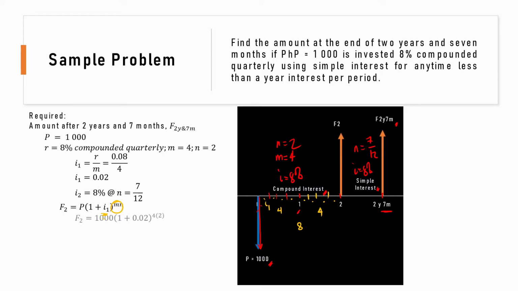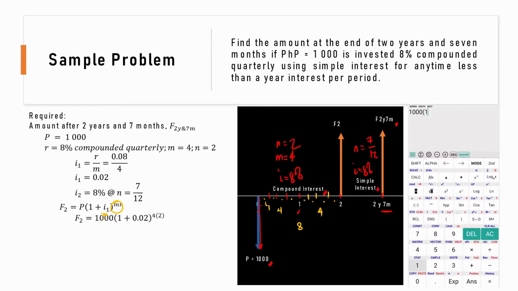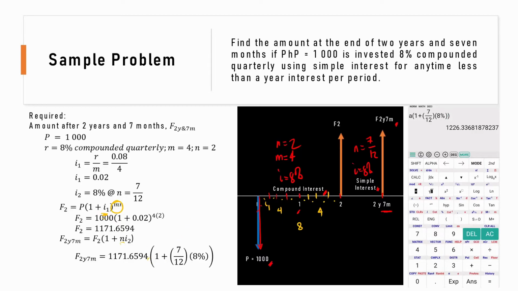So F sub 2 is equal to 1,000 multiplied by (1 + 0.02) raised to 4 times 2. So therefore, F sub 2 is equal to 1171.6594. And then yung F sub 2Y7M is equal to F sub 2 multiplied by (1 + N times I sub 2), dahil simple interest lang. So 1171.6594, i-store natin tong value na to, multiplied by (1 + 7/12 times 8%). So therefore, F sub 2Y7M is equal to 1,226.34 pesos.